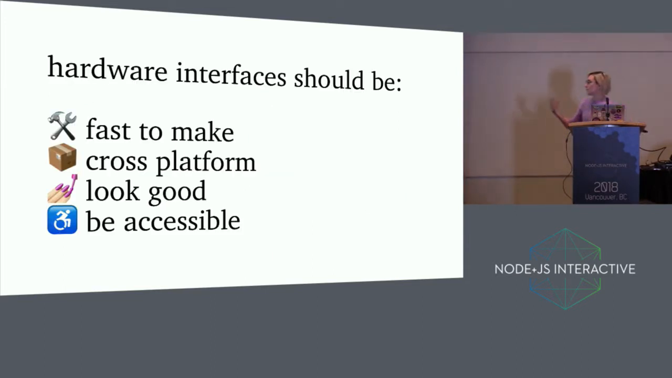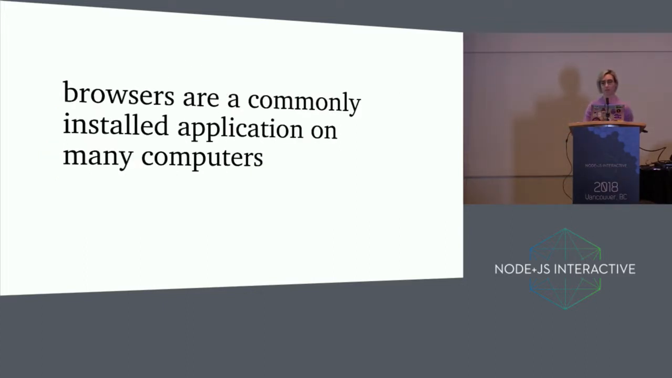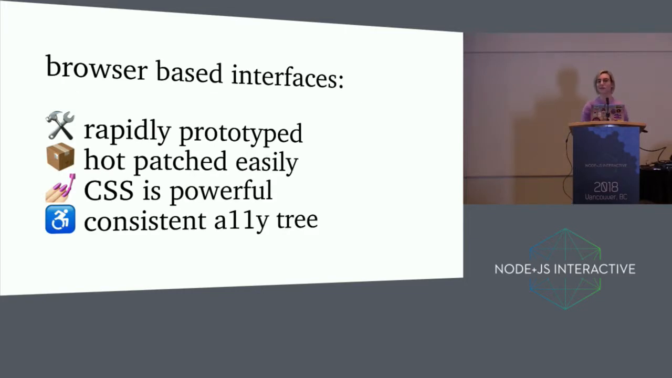So this is really just heavily peppered with my opinion, but I really do think that hardware interfaces should be fast to make. They should be cross-platform without any effort. They should look good, and they should also be accessible, with consistent accessibility cross-platform as well. And it just so happens that conveniently, browsers are a commonly installed application on many computers. So I think that's a really good starting point. And then even more conveniently, browser-based interfaces, I would argue, are rapidly prototyped.